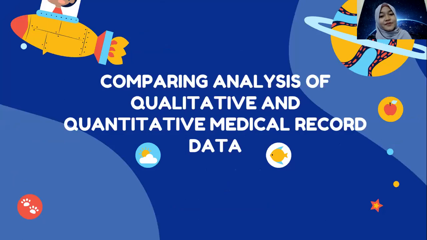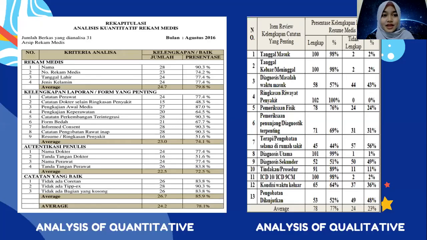Next, comparing analysis of qualitative and quantitative medical record data. Okay. Next, the template will be qualitative and quantitative analysis. Let's go to the next point. It's about an example of a medical record document from independent analysis.